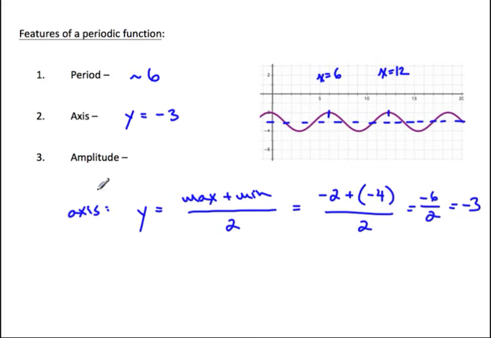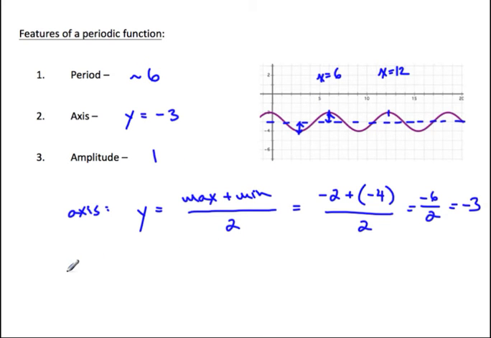The next term we need to know is amplitude. Amplitude is the distance from the axis to either the peak or the trough. And because the axis cuts through the function in half vertically, that distance from the axis to the peak or the axis to the trough will always be the same. As we can see here, the distance from the axis to the trough is 1, and looking here, we can see the distance from the axis to the peak is 1. So the amplitude is simply 1.